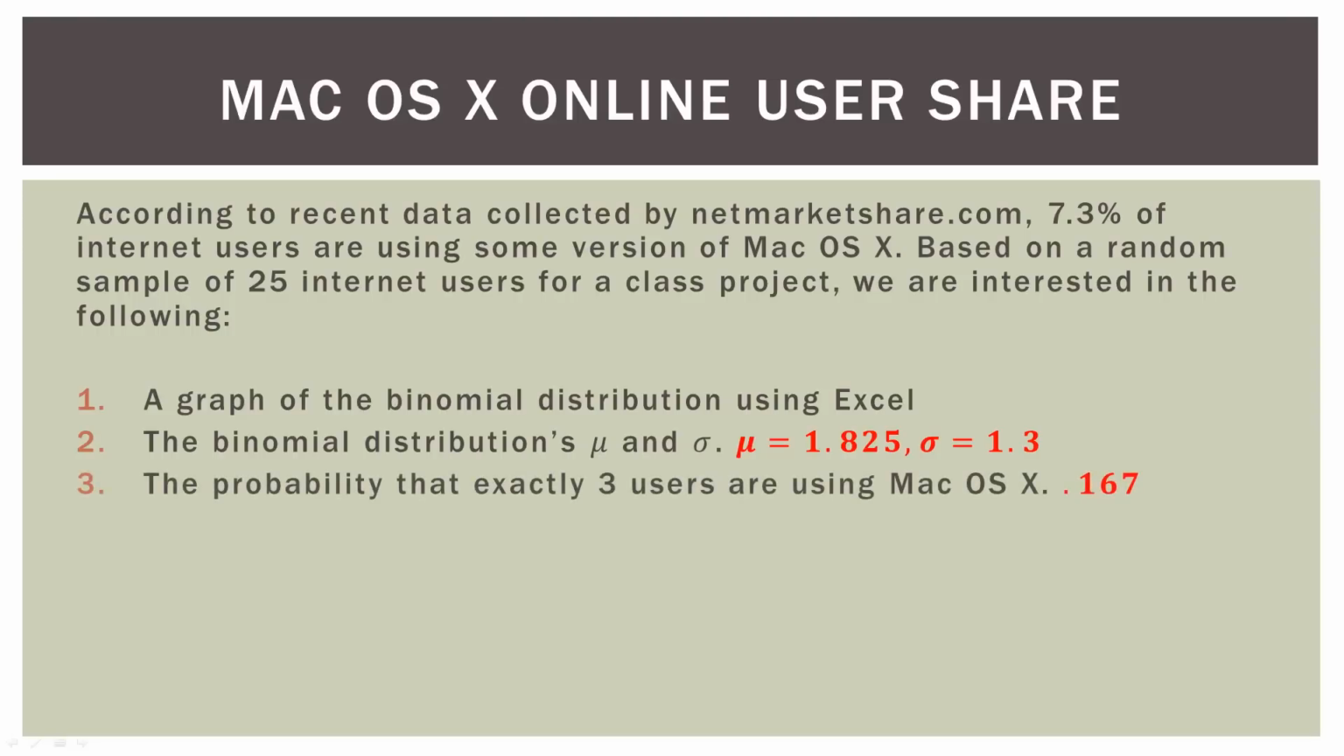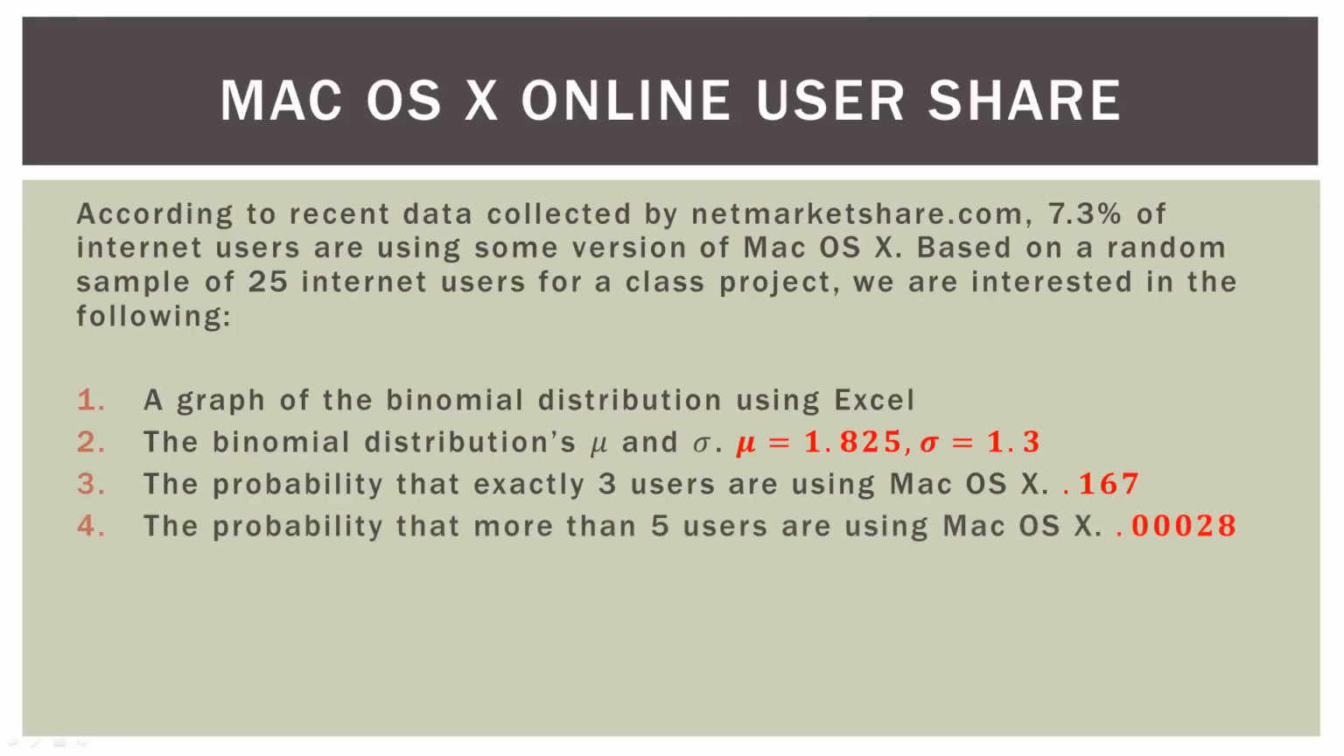The probability that exactly 3 users used OS X is 0.167. The probability that more than 5 are using OS X is 0.00028. Very small number, and again, that should make sense, because up above, only 7.3% of users are using OS X, according to our data. So the probability that 5 or more people out of the 25, which is 20% or higher, is very small.